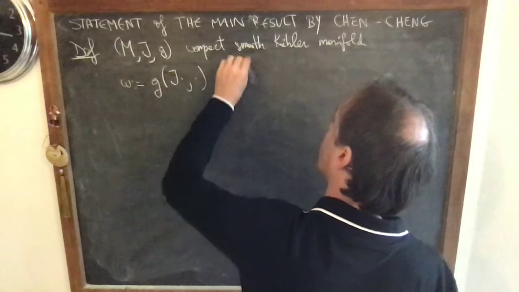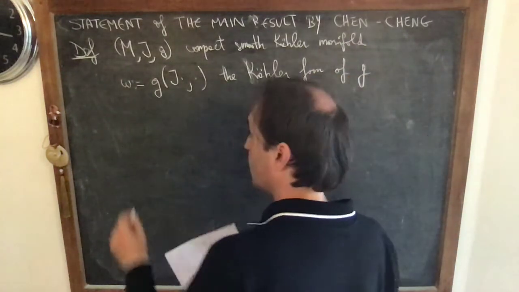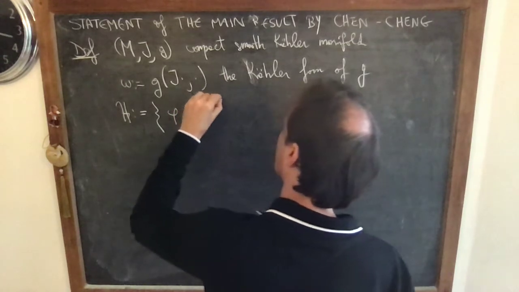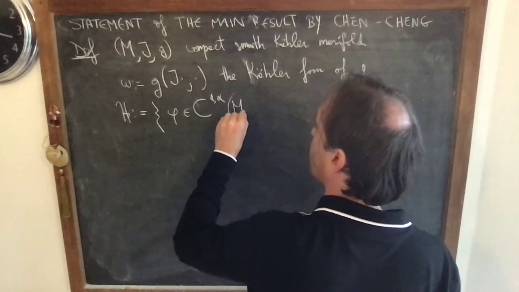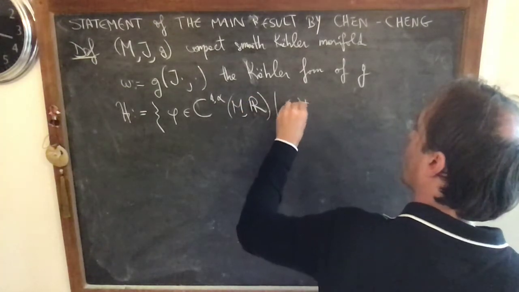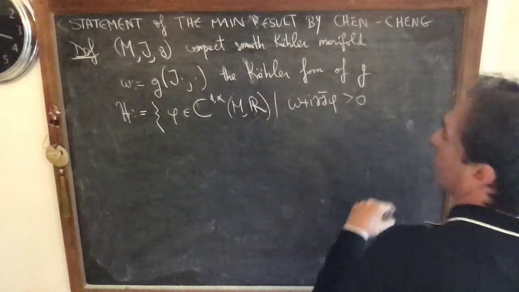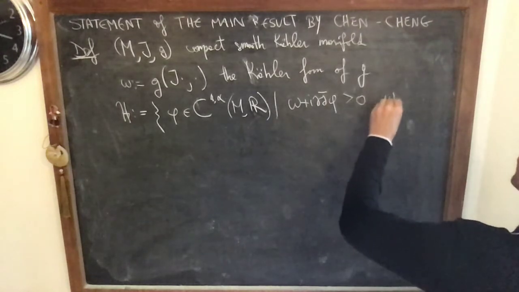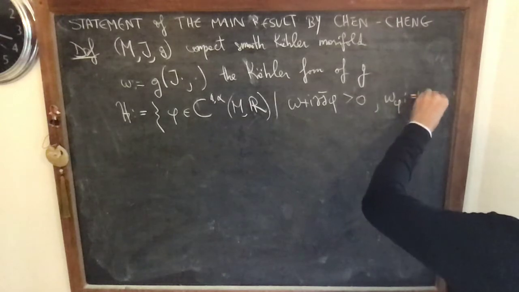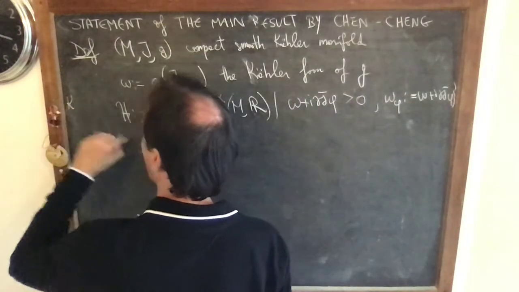So corresponding to this triple of data, we have omega defined as the Kähler form of g, and capital H, the functions of regularity C^{4,α} with real values, for which omega plus i partial-bar-partial phi is positive definite, and whence it gives again another Kähler metric omega_phi, which is cohomologous to the original one. And this capital H is the Kähler class.